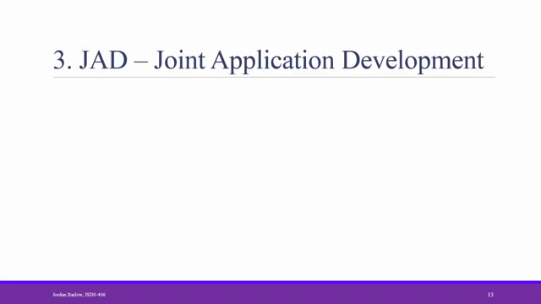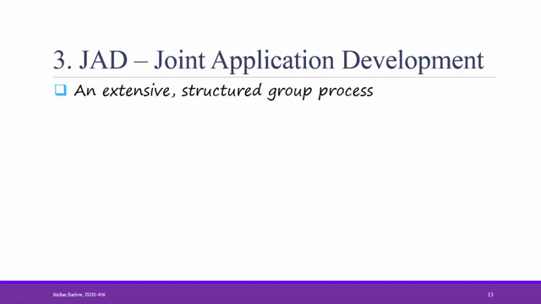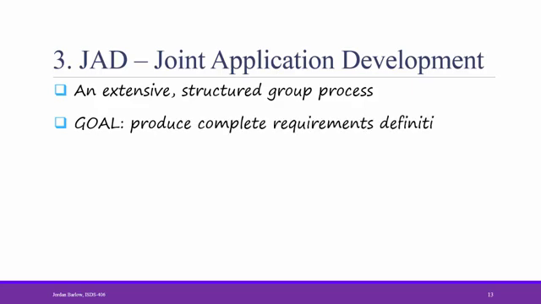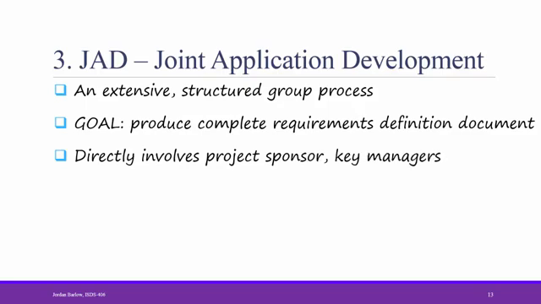The third technique for gathering systems requirements is JAD, Joint Application Development. JAD is also sometimes referred to as Joint Application Design. JAD is an extensive, structured group process. The goal is to complete the requirements definition document as a group. You directly involve the project sponsor, key managers, and key users with the systems analysts. All of these people come together in one session.